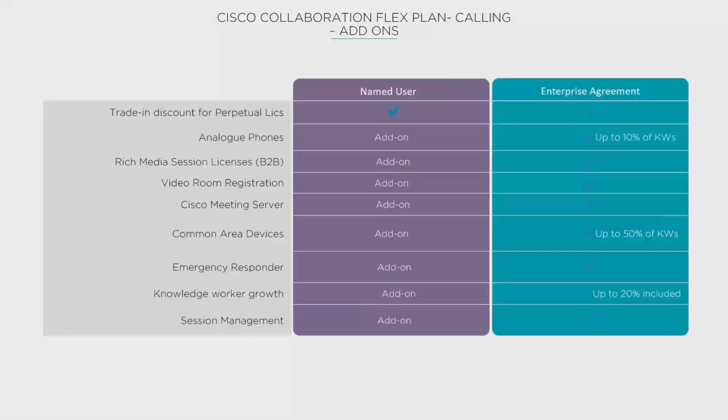I guess the main differences I should pull out between the named, bolt-ons or add-ons. So for an EA, for example, you get common device licenses included. The EA also starts to add up when you're doing additional licenses, such as common area devices, and video room licenses as well are also included as part of that.